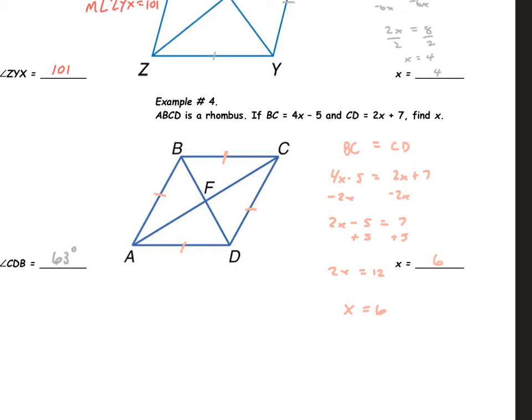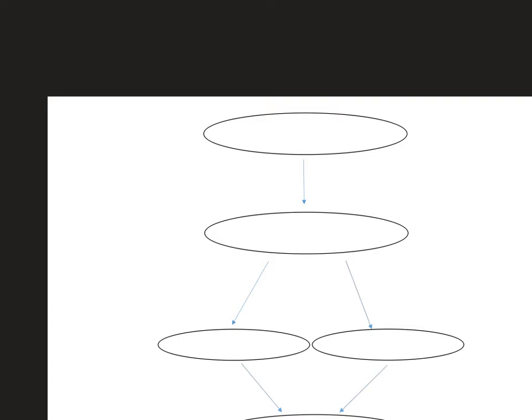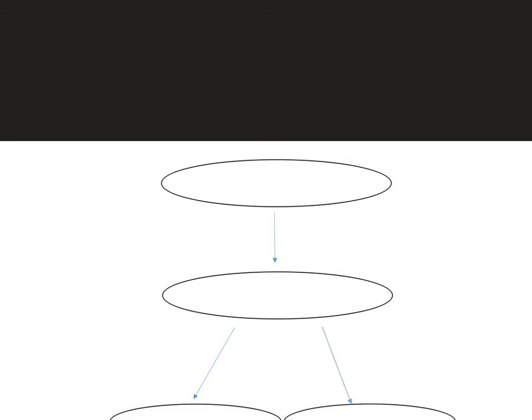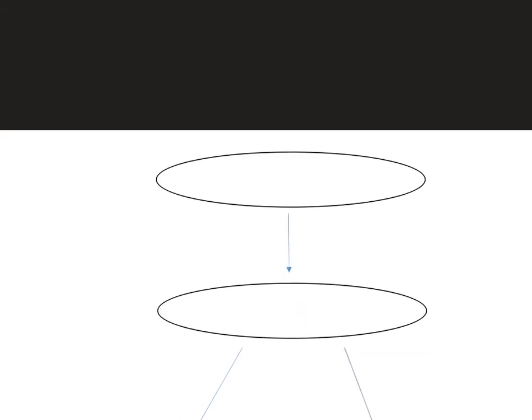And I'm finished. So here I'm going to make my hierarchy chart in terms of quadrilaterals today. We're going to start off with the very first thing we discussed, and we talked about all quadrilaterals. Specifically, the past couple of days we've been focusing on quadrilaterals that have 2 pair of parallel sides. And that's what we called a parallelogram.